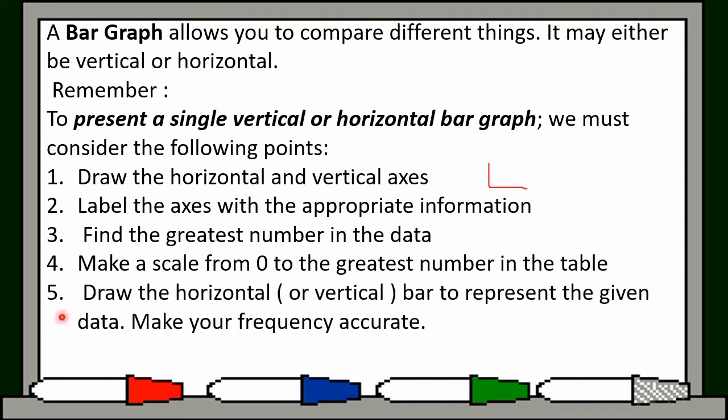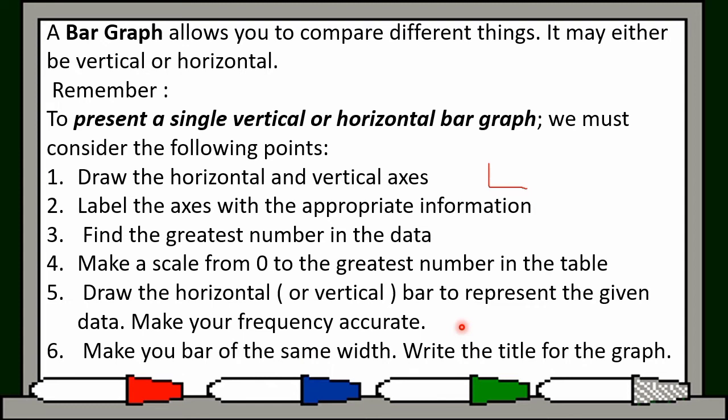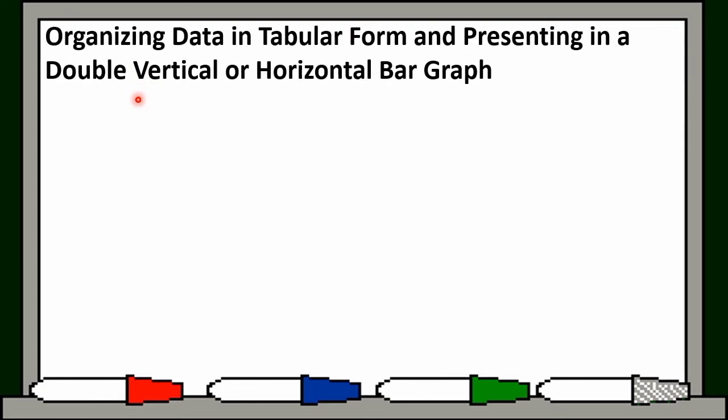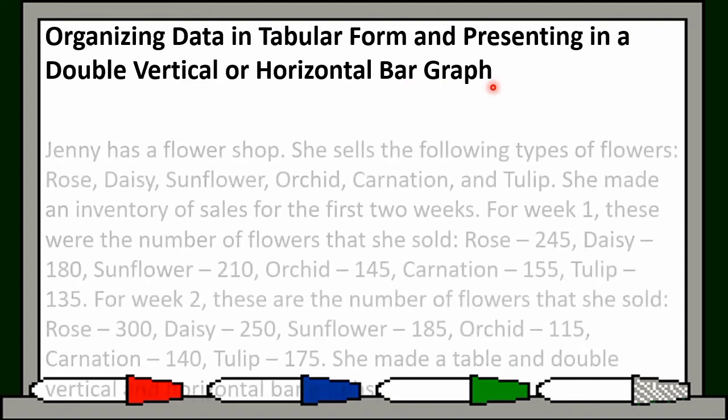And then for number 5, draw the horizontal or vertical bar to represent the given data. Make your frequency accurate. And number 6, make your bars of the same width and write the title for the graph. So we are done with the single vertical and single horizontal bar graph. Now let's talk about organizing data in tabular form and presenting in a double vertical or horizontal bar graph.